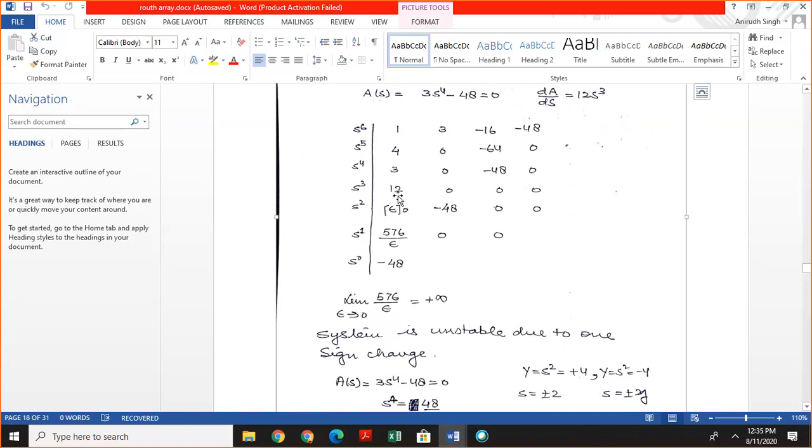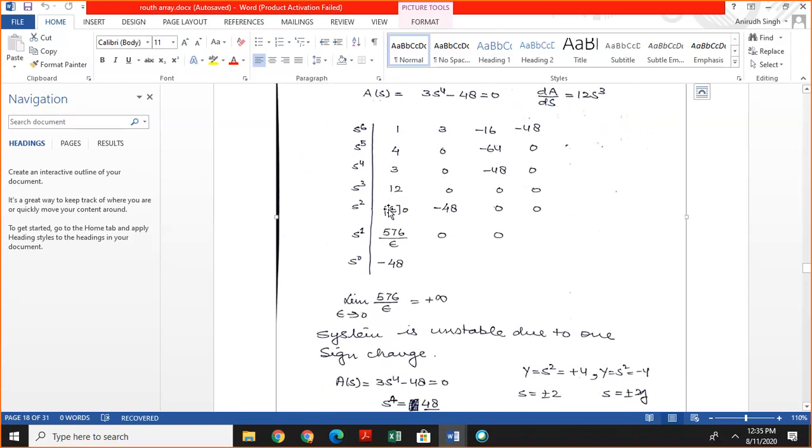Then find out the coefficient of the next row. 12 multiplied by 0 minus 3 multiplied by 0 gives this row. The first element of this row is 0 while the second element is non-zero. 12 multiplied by minus 48 minus 3 multiplied by 0, divided by 12, is minus 48. So all the elements of this row are not 0, but the first element of this row is 0.